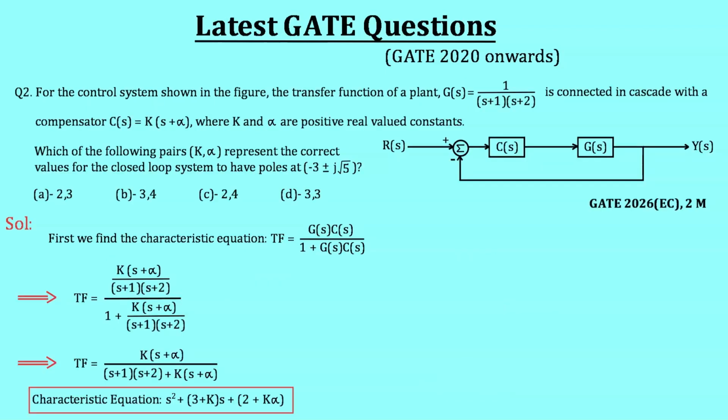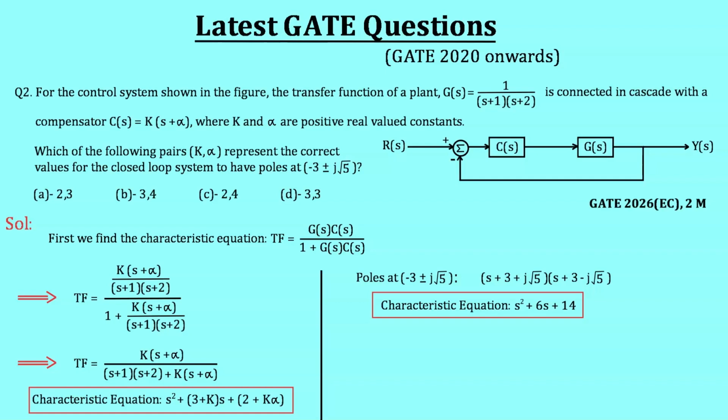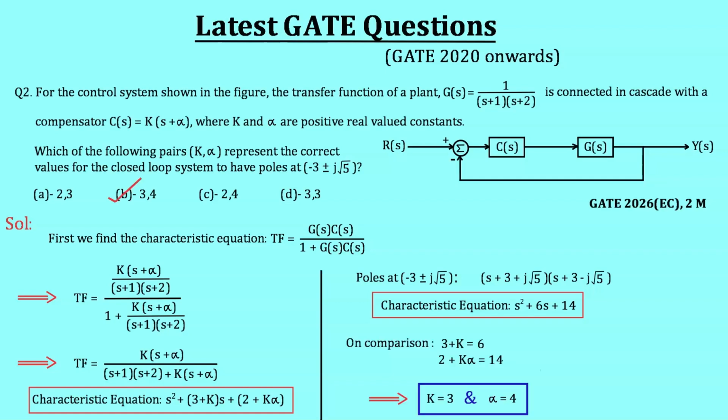Now let us see the second question. First, we try to find the characteristic equation, and to find that, we have to first find the transfer function. After finding out the characteristic equation, we will get to know that the characteristic equation is an equation of second order. Interestingly, we are provided two poles in the question itself. Now, we can simply put the value of different poles to find the characteristic equation. After that, we have to compare the coefficient of different powers of s, and after that we will get 3 plus k equal to 6 and 2 plus k alpha equal to 14. By solving these two equations, we will get k is equal to 3 and alpha equal to 4.